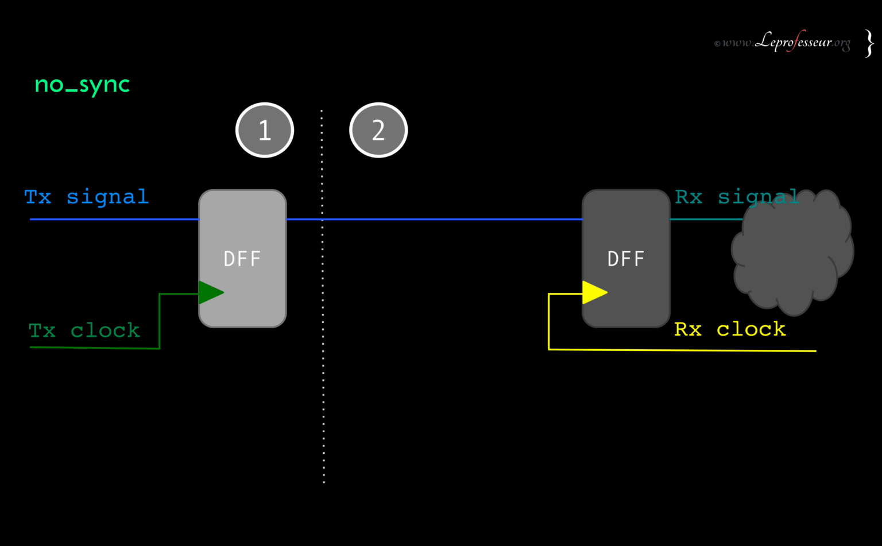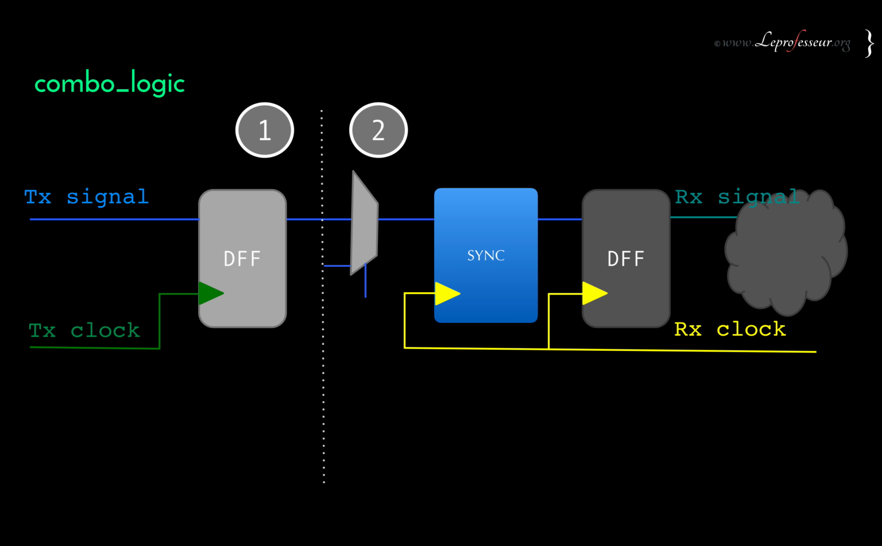Okay, no sync, where your TX clock domain signal is going to the second clock domain, the receiving clock domain, and ideally you should have a synchronizer here, but there is no synchronizer. Okay, there is a missing synchronizer. Good.